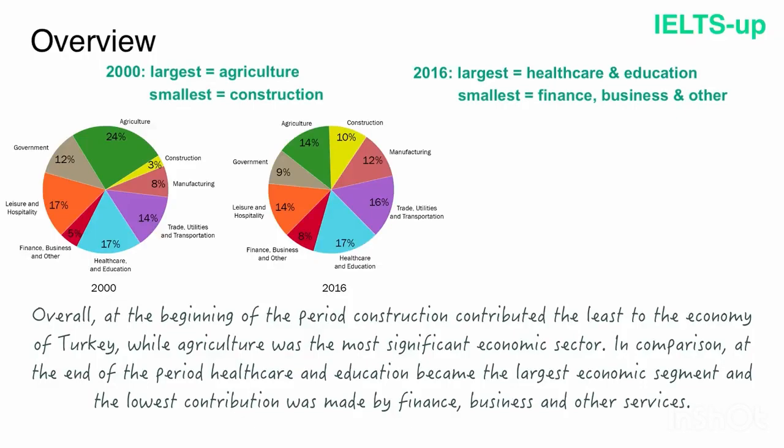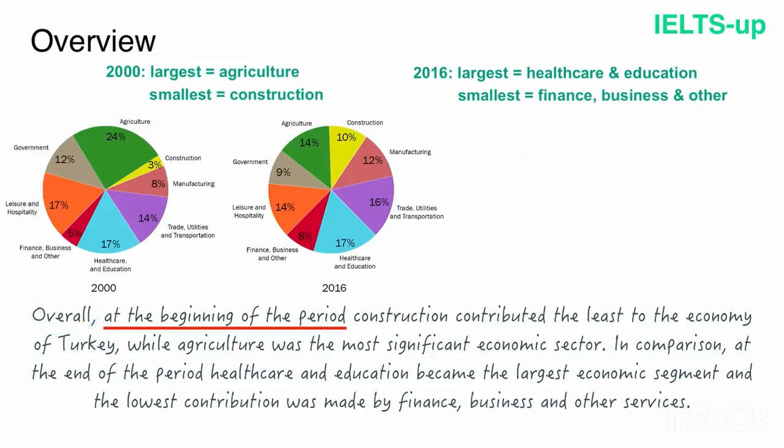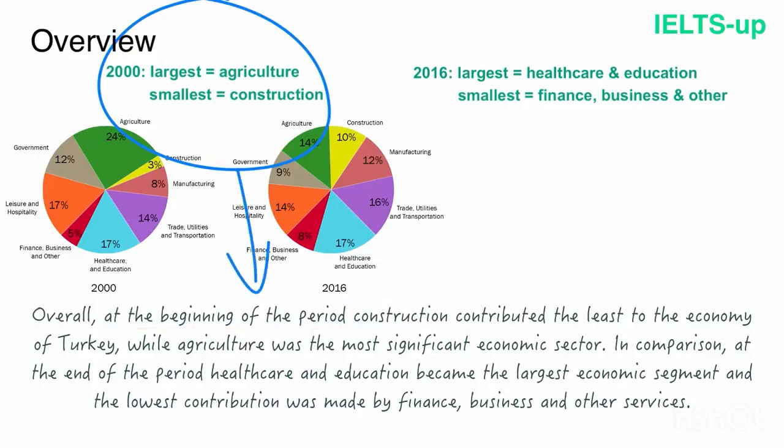You can see that the first word I use is the word overall. Always start the overview paragraph with the word overall. This word serves as an indicator, which tells the examiner that you start writing the overview paragraph. At the beginning of the period is just an equivalent way of saying in the year 2000. Then we use our key features for the year 2000.